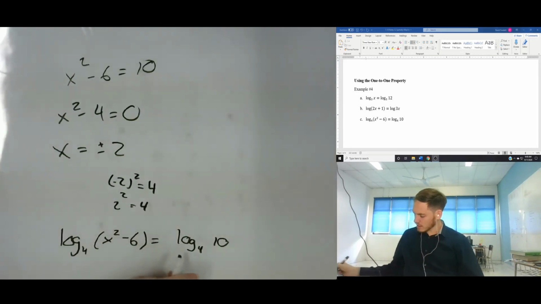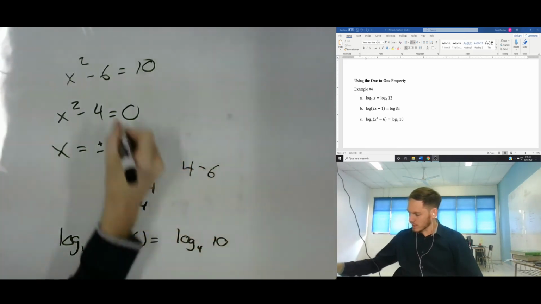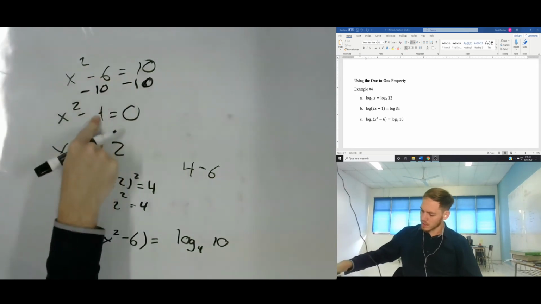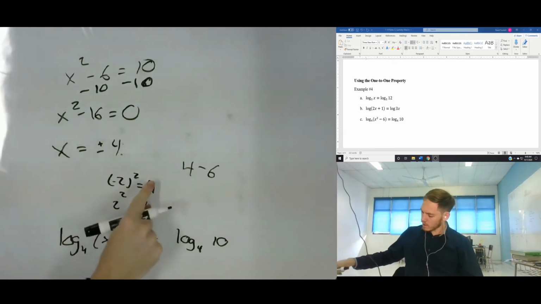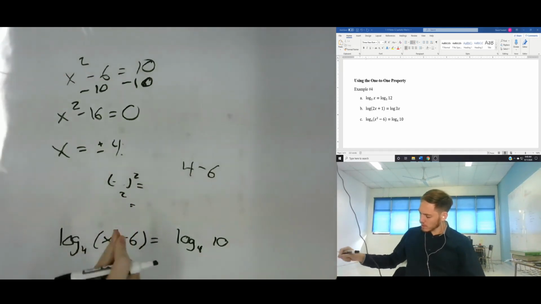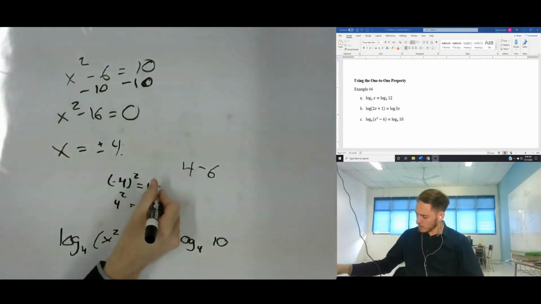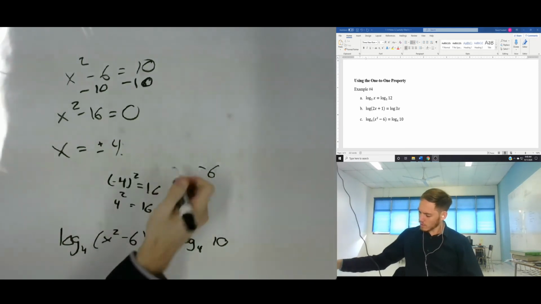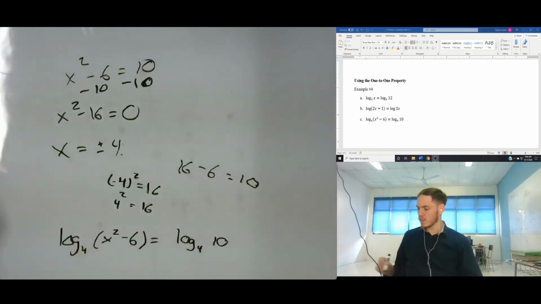So 4 minus 6, does that work? Actually, sorry, no, that's why this doesn't work. It's 10 plus 6, it's 16. That makes so much more sense. Then this is plus or minus 4. So plus or minus, that's why you check your mistakes. Plus or minus 4 squared is going to give us 16. 16 minus 6 is going to give us 10. So we do know this is correct.